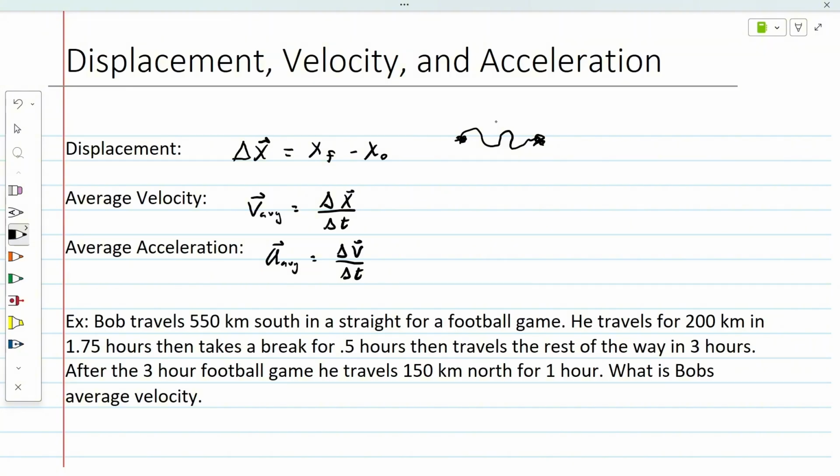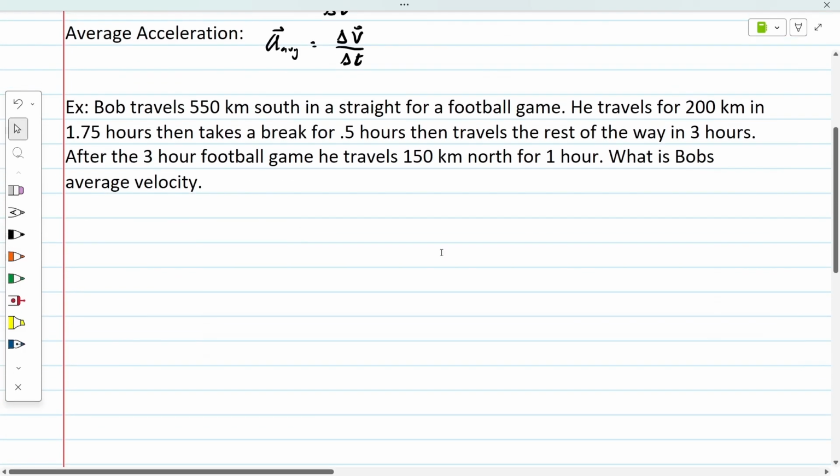And just because the average velocity might be like 10 meters per second does not mean you're going 10 meters per second at every point. It just means over the course of time, that was your average speed, or average velocity, we'll say. So cool. Okay, let's do an example with this.